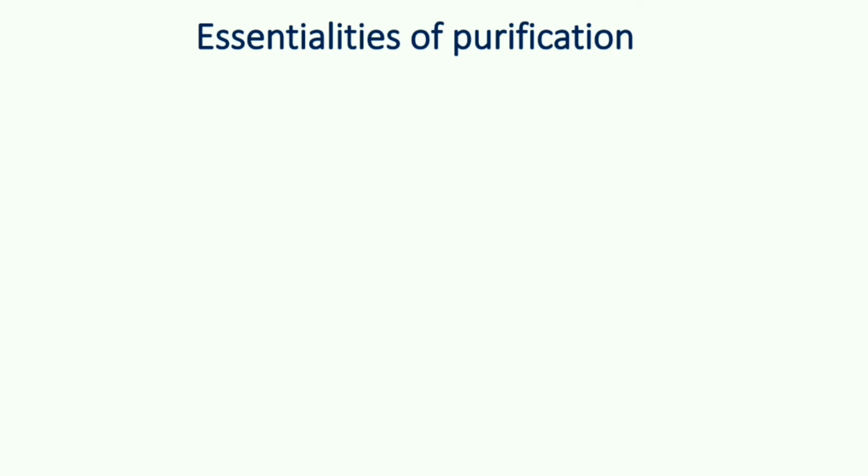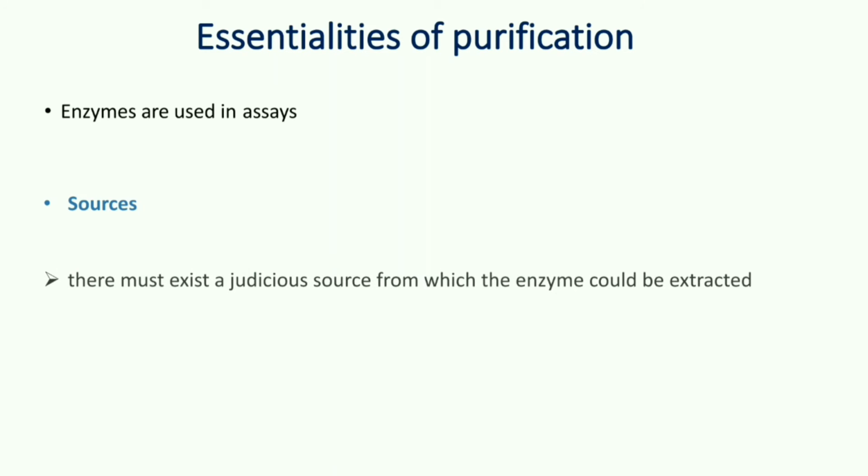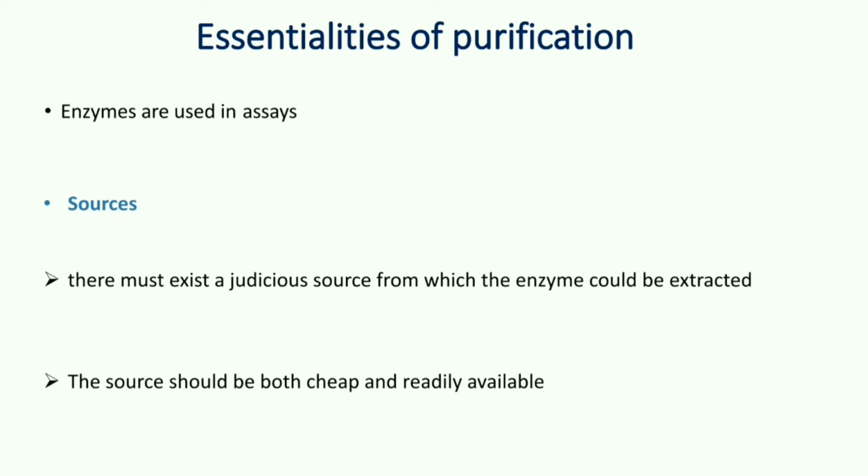The selection of steps in a purification protocol depends on properties of the target protein. Here are some essential components which are required for purification of enzymes. Enzymes are mainly used in enzymatic assays. A major essentiality of purification is the presence of a source. There must be a judicious source from which the enzyme can be extracted. This source should be cheap and easily available throughout the year.